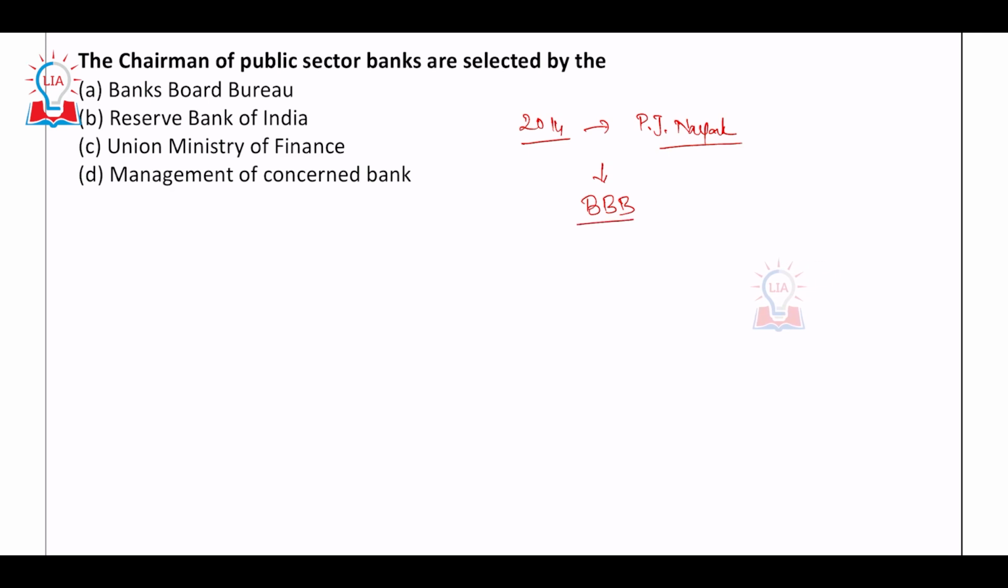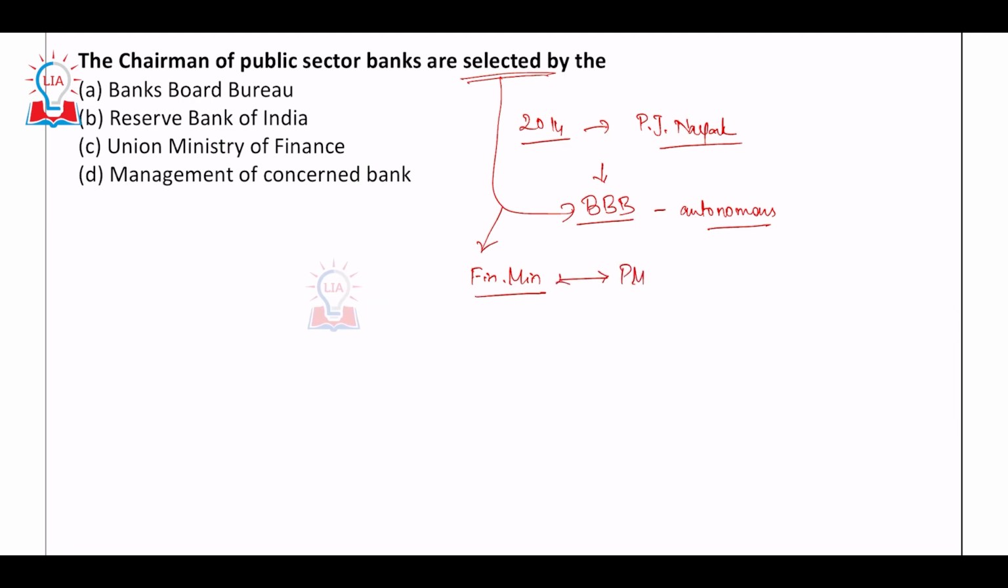So it is an autonomous recommendatory body, right? So while selection is made by this BBB, the final call on it is taken by the finance ministry, right? The FinMin takes the final call along with the consultation with the PM's office, PMO. Okay.